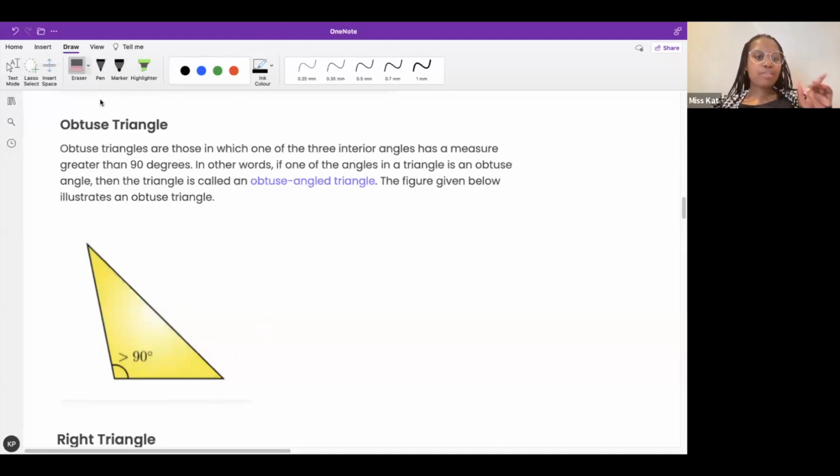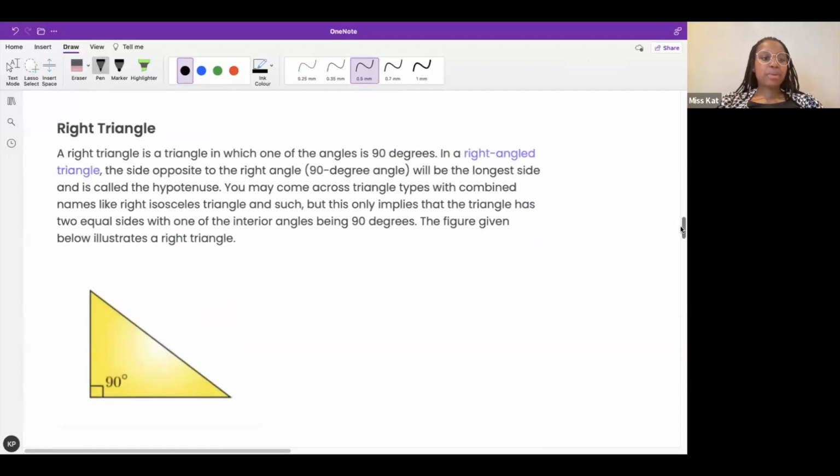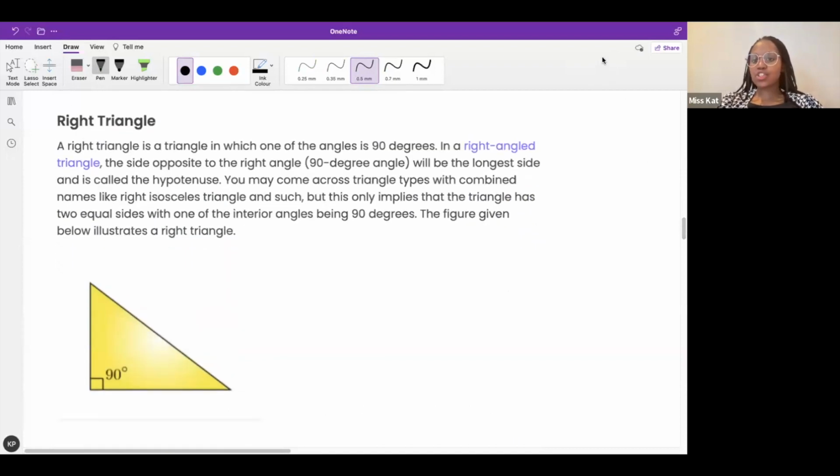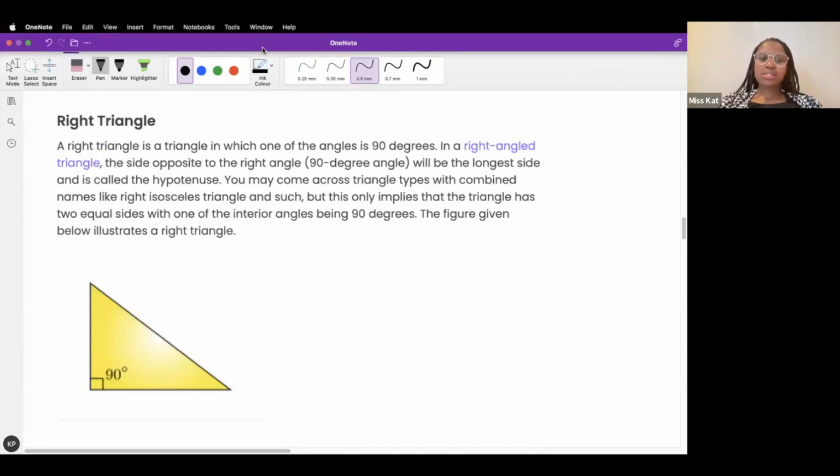So only one of them has to be greater than 90 degrees. So if you look at my triangle here, now that is facing the other way from the previous one. It is that way. Okay, so that would be greater than 90 degrees. That would be an obtuse triangle. And now we have the last one. And that would be my right triangle or my right angled triangle. Okay. Now, what is a right angle?